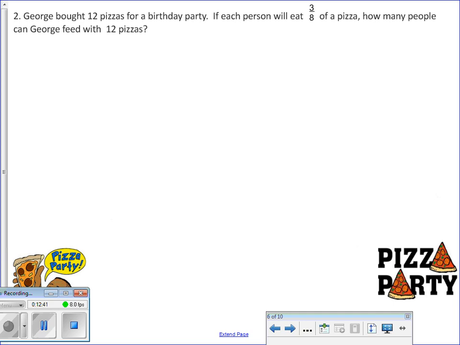All right, back to pizza. George bought 12 pizzas for a birthday party. If each person will eat 3/8 of the pizza, how many people can George feed with 12 pizzas? So what do we have? 12 pizzas. And we have to divide it by 3/8.